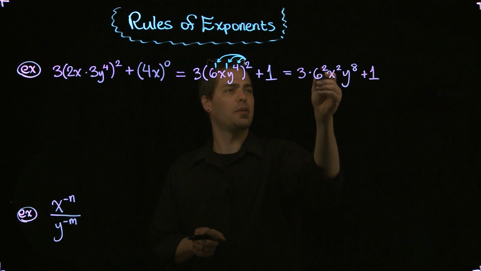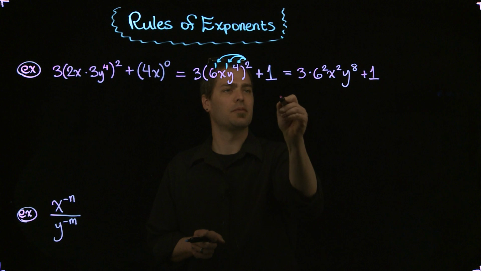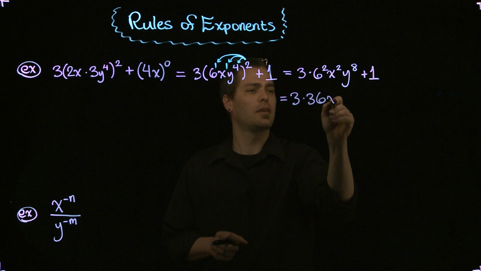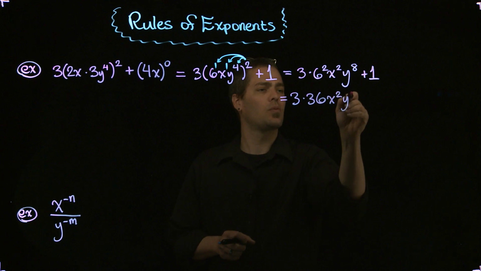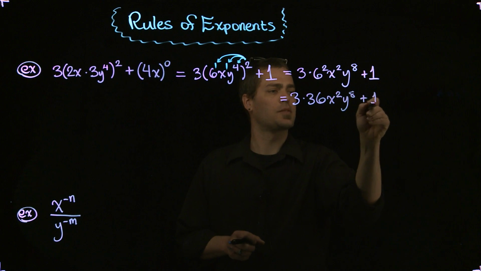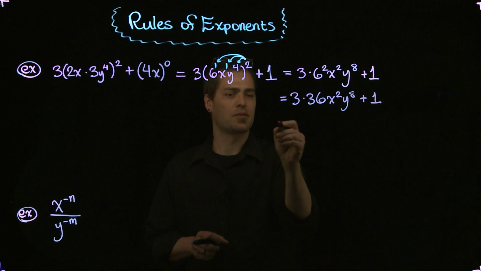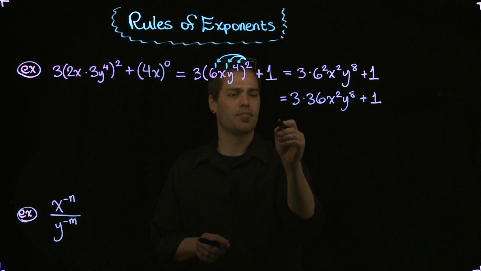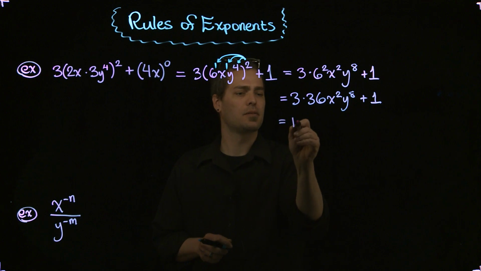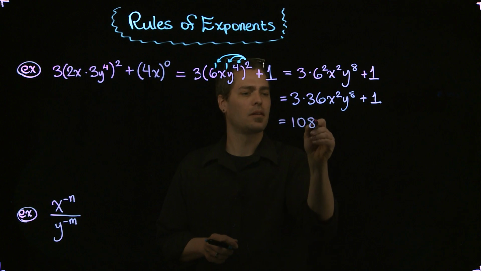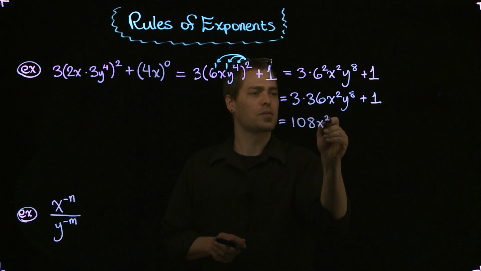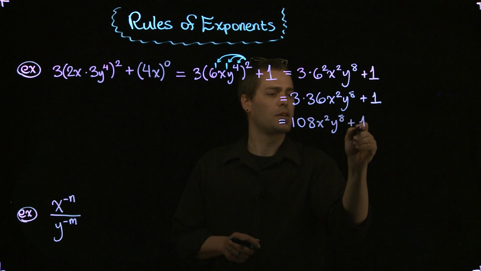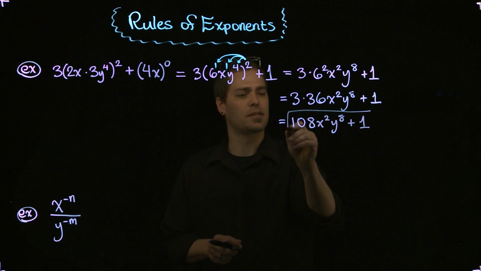Okay, let me evaluate the 6 squared part of that. So we've got 3 times 36, x squared, y to the 8th, plus 1. And now I can do this 3 times 36. What's that, 90 and 18, 108. So this comes out to 108 x squared, y to the 8th, plus 1. And that's it right there.